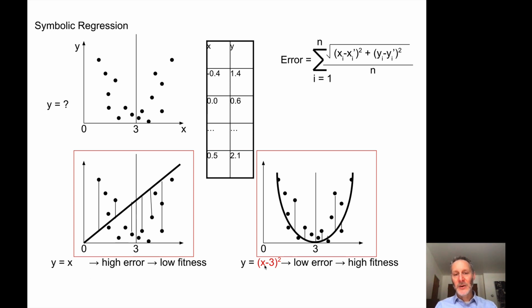And the phenotype, or the behavior produced by that equation, is this line. How far is the line described by this equation from these points?